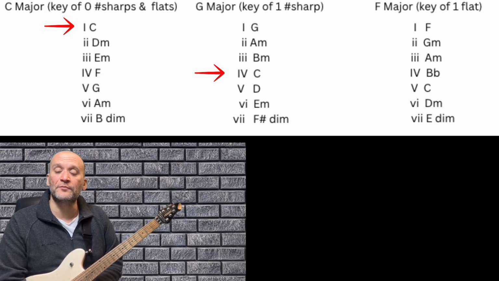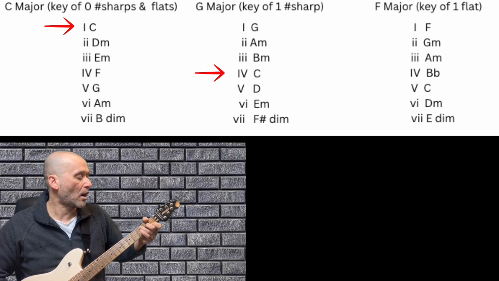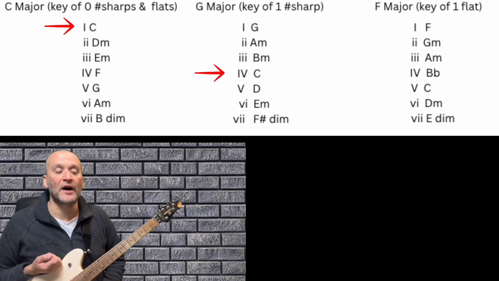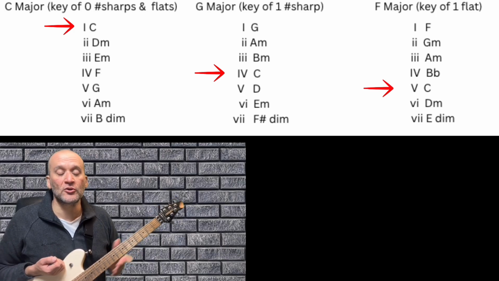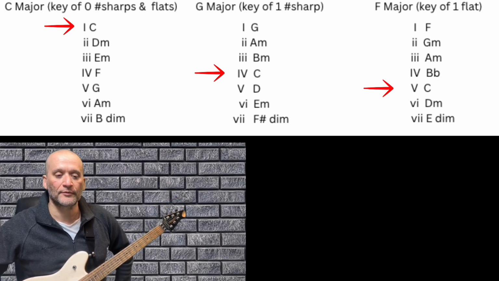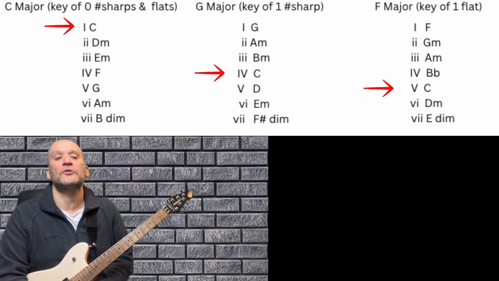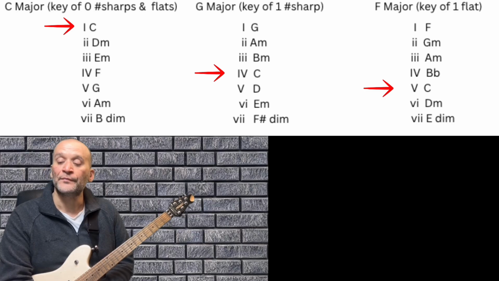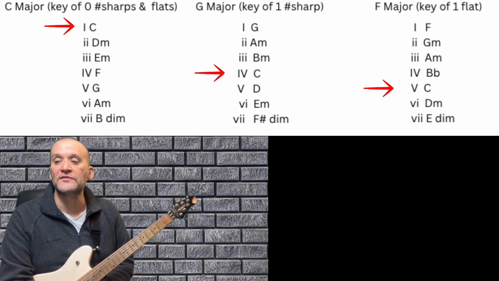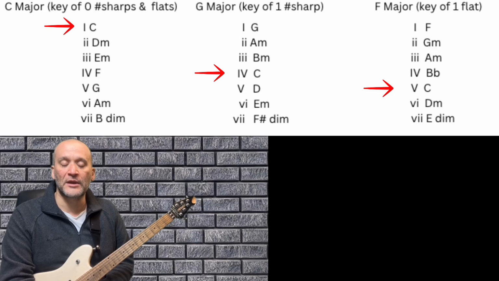Next key, key of F major. What number is the C chord on? The answer is the 5. In the key of F major, C is the 5 chord. So to review very quickly, the C major chord appears in 3 different key signatures. In the key of C, which is the key of 0 sharps and 0 flats, it is obviously the 1 chord. In the key of G, C major is the 4 chord. In the key of F major, C major is the 5 chord.